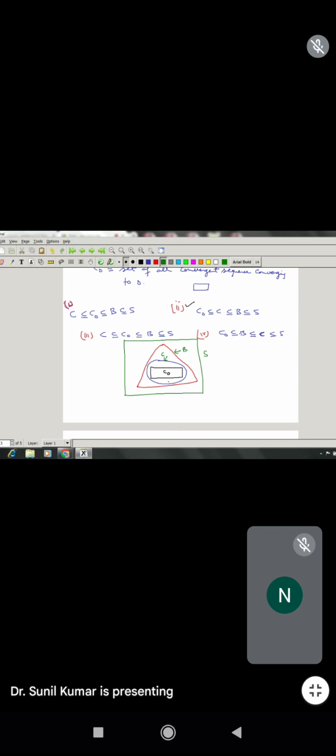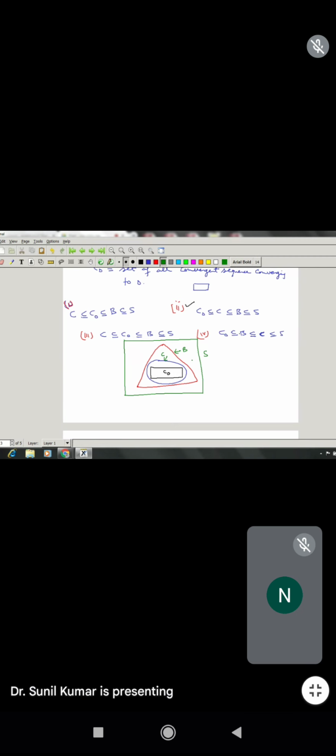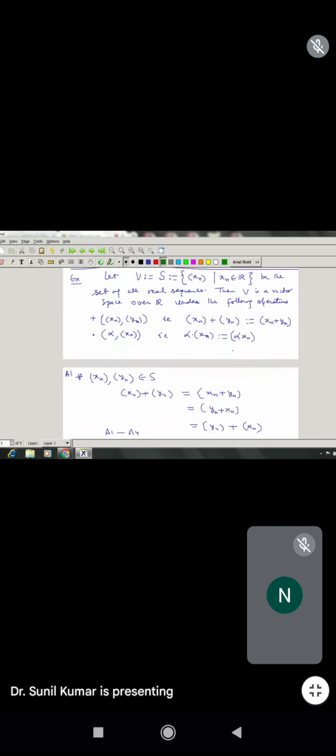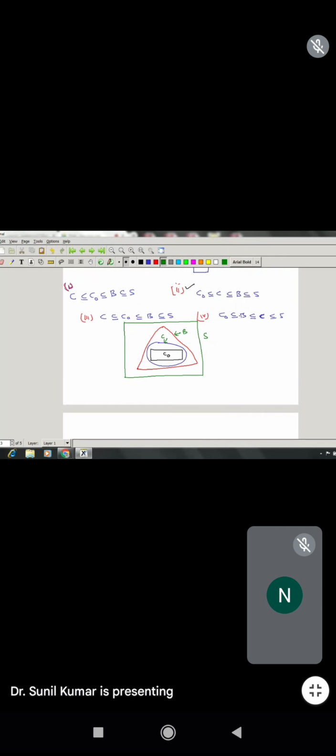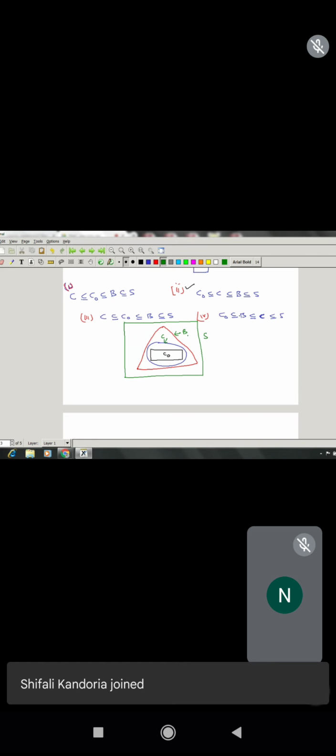Now what result did we find from this? The subset of a vector space is again a vector space, but under the same operation. The operation is defined as xn plus yn. We define addition like this, and scalar multiplication like this. Under the same operation, B is a vector space, C is a vector space, C naught is a vector space. Now what conclusion do we get from this? So B is a subset of S. So B is also a vector space under the same operation that we defined on S.